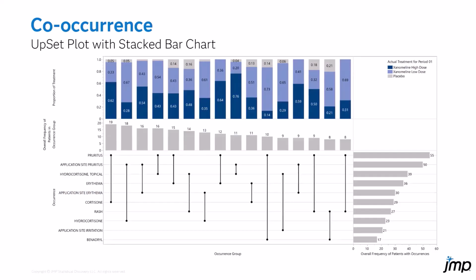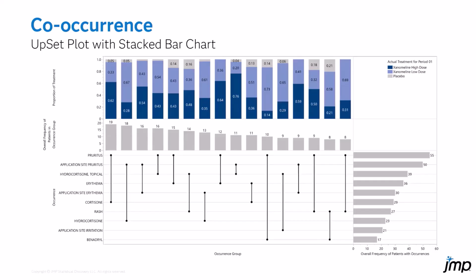The bar chart that's sort of in the middle of the plot are the combinations, the frequency of different combinations that are arising. So in the first column, we have 19 individuals who have pruritus and cortisone that are taken together with at least 1 day of overlap with each other.